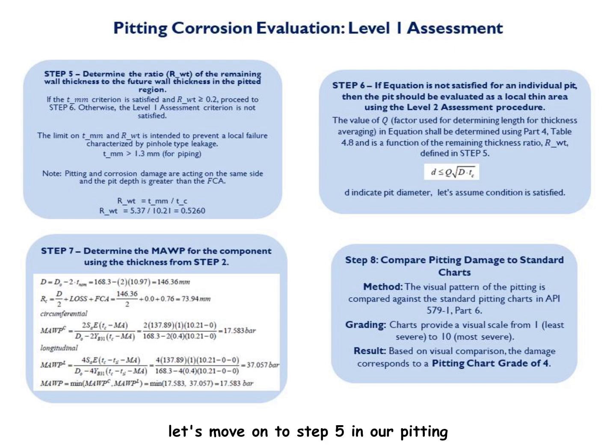Now, let's move on to Step 5 in our pitting corrosion evaluation, which is the Level 1 assessment. Here, we need to determine the ratio, denoted as RWT, of the remaining wall thickness to the future wall thickness in the pitted region. Essentially, we're comparing how much of the wall is left versus what it should ideally be. To proceed, we check if the tmm criterion is satisfied and if the RWT value is greater than or equal to 0.2. If both conditions are met, we can move on to Step 6. If not, then the Level 1 assessment criterion isn't satisfied, which indicates a need for further evaluation.